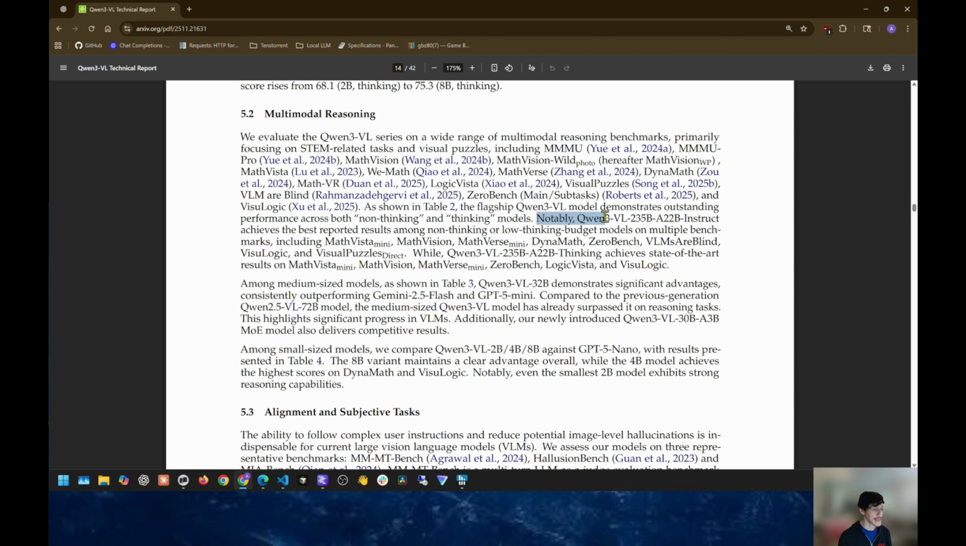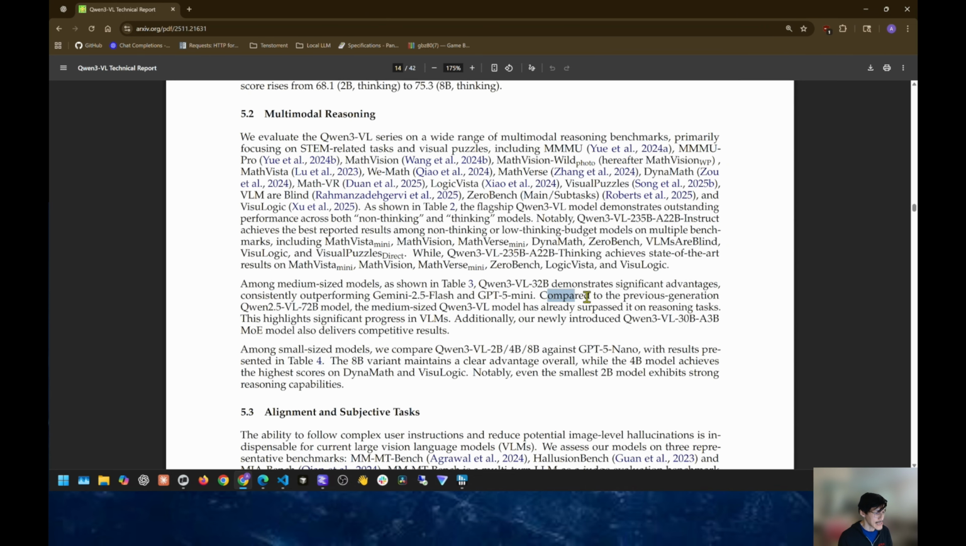Notably, Qwen3-VL-235B-A22B-Instruct achieves the best performance or best reported results among non-thinking or low-thinking-budget models on multiple benchmarks, including MathVista-Mini, MathVision, MathVerse-Mini, DynaMath, ZeroBench, VLMs Are Blind, VisuLogic, and VisualPuzzles-Direct, while Qwen3-VL-235B-A22B-Thinking achieves state-of-the-art results on MathVista-Mini, MathVision, MathVerse-Mini, ZeroBench, LogicVista, and VisuLogic.